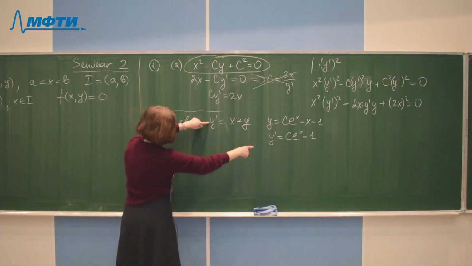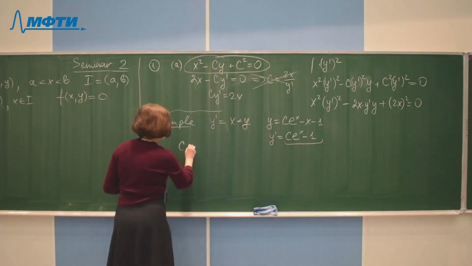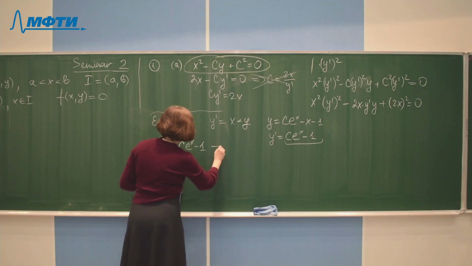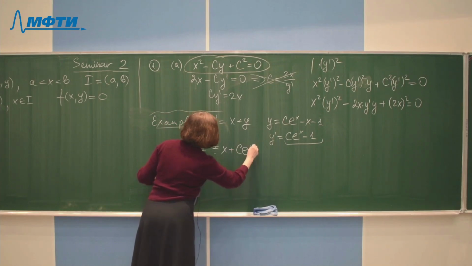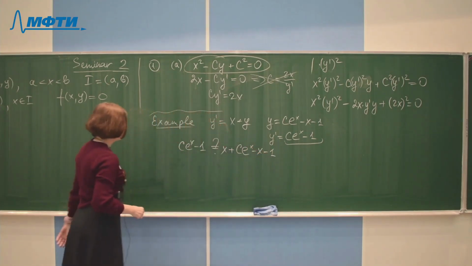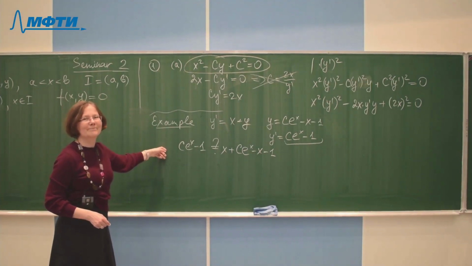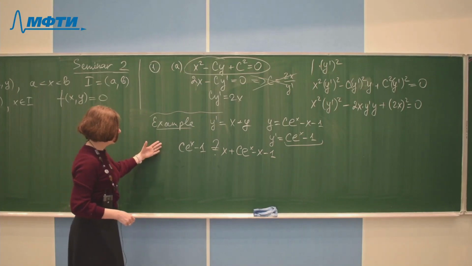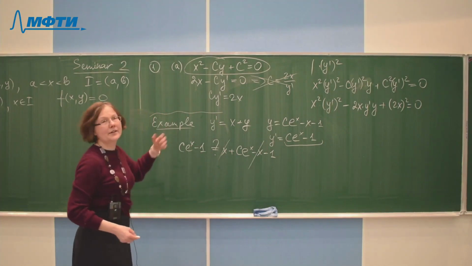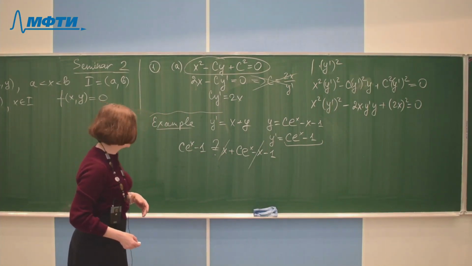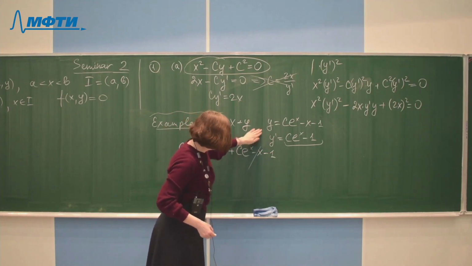Let's substitute y prime. So this expression for y prime will be c e to x minus 1. We should check that it is equal to x plus c e to x minus 1. Is it true or not? Is this an identity or not? Identity, of course, right? We can cancel out x, and this is an identity. So this is indeed a solution, actually a solution. Right?